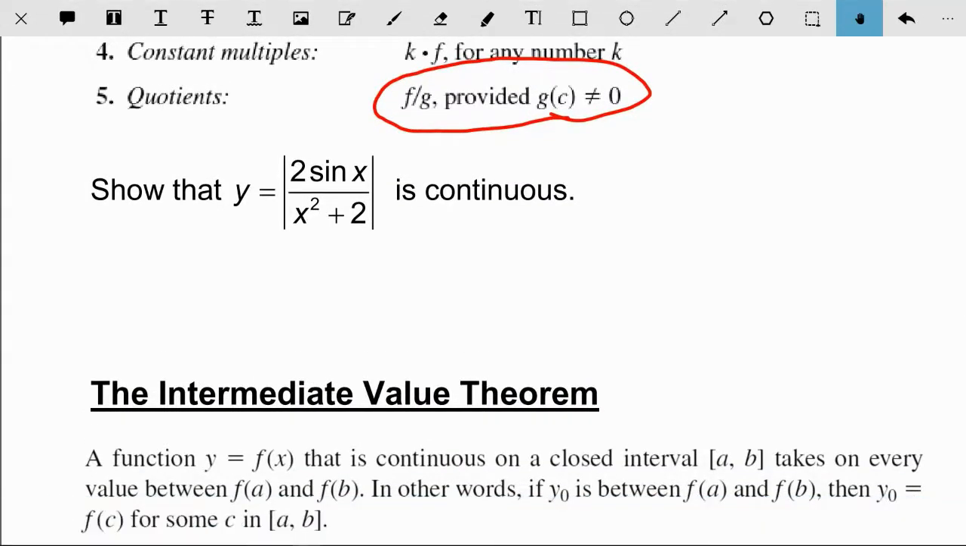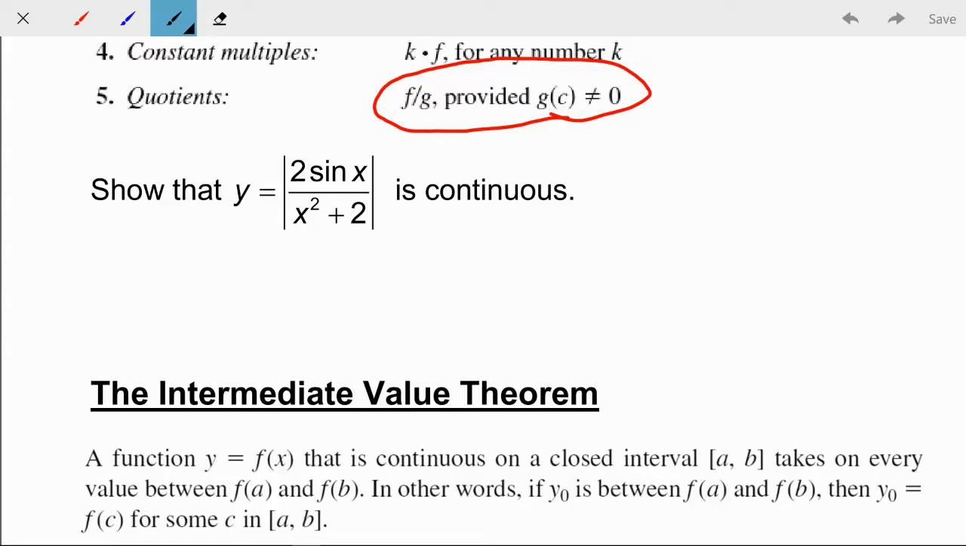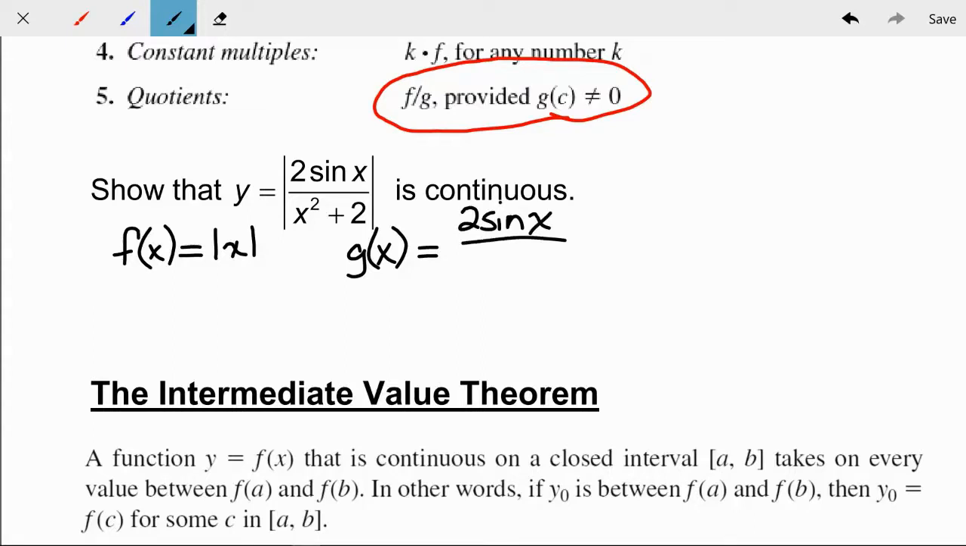Okay, so here's an example of combining some functions. It says, show that y is equal to the absolute value of 2 times the sine of x over x squared plus 2 is continuous. That's not a function you probably know very well, and the idea here is not just to graph it on the calculator. The idea is to think of this as a composite function. I've got two functions: f of x is equal to the absolute value of x, and g of x is equal to what's inside there, 2 sine x over x squared plus 2.